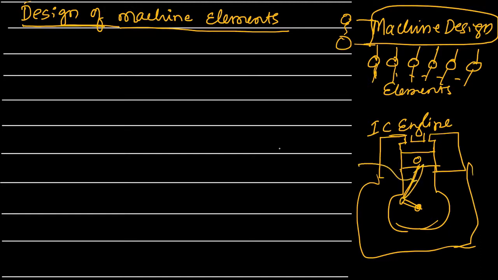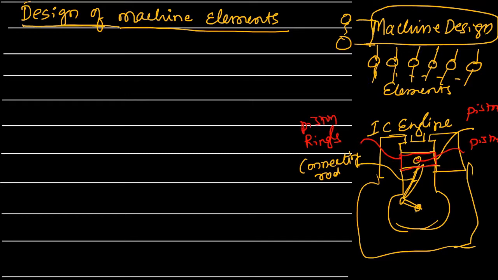So what are the elements you got? One is the connecting rod. Next, this is the piston. Next you have a piston pin here. This piston is attached with some piston rings. Next you have a connecting rod, and next you have a crankshaft here.